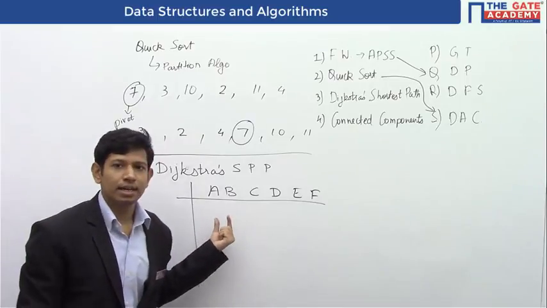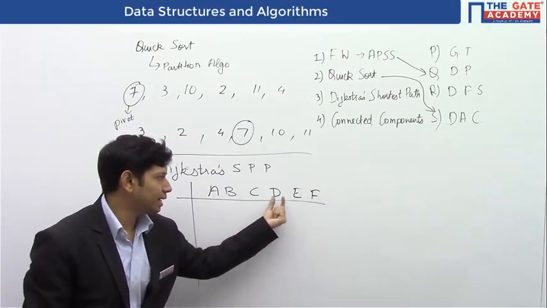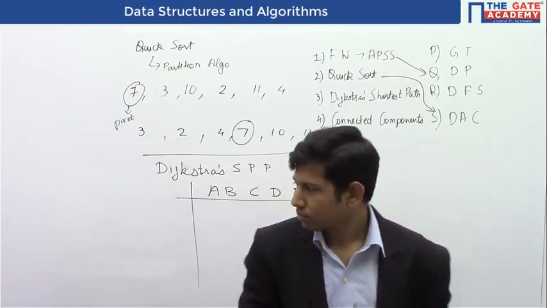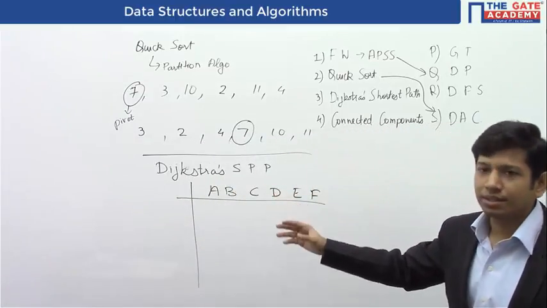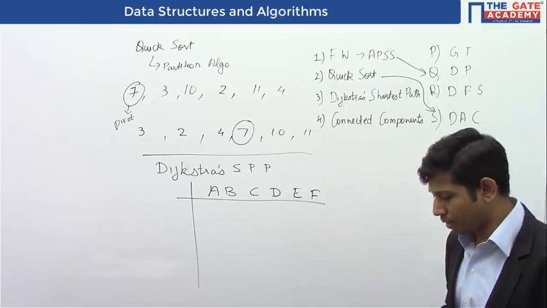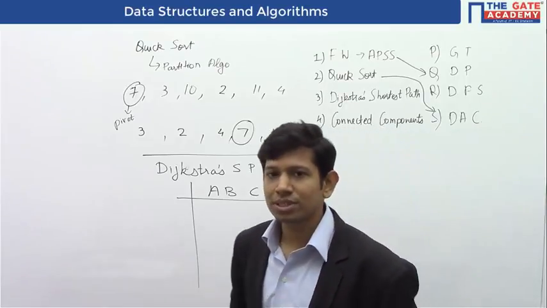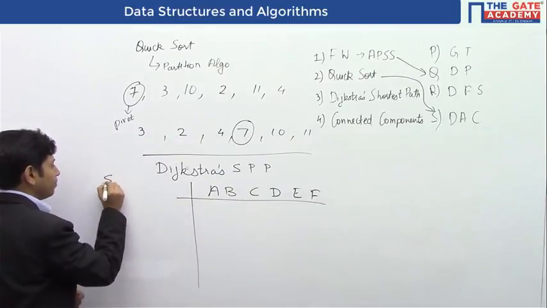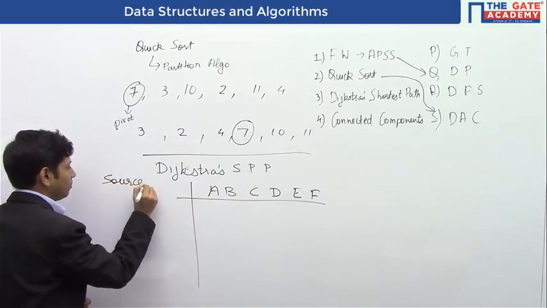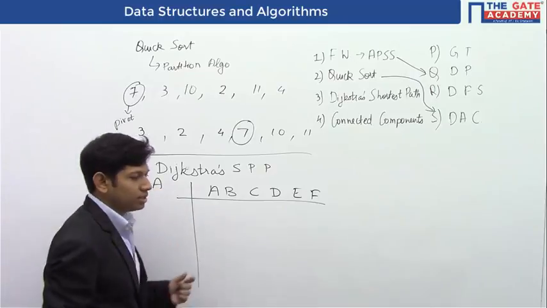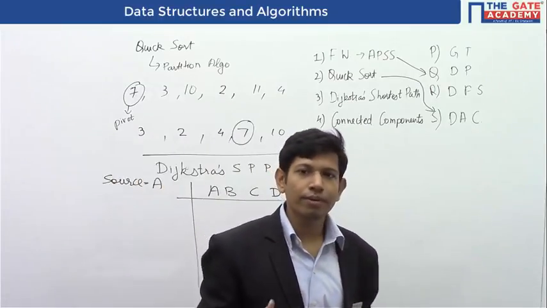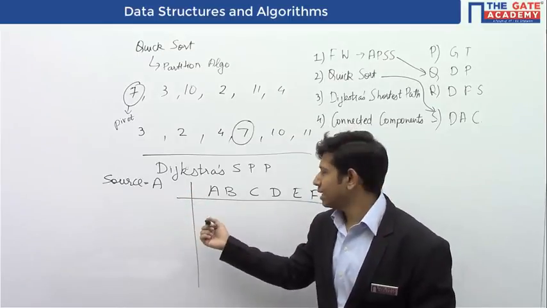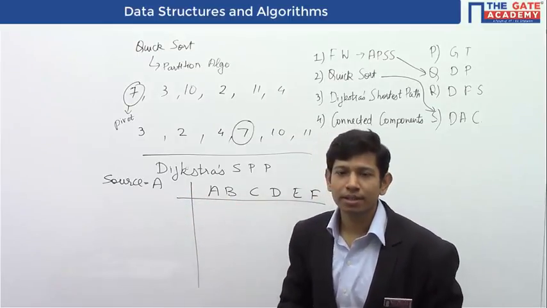Let's say these are the vertices A, B, C, D, E of a graph. Now what we have to see is how we can obtain the single source shortest path. Let's say the source given to us in the problem is A. Since the source is A, we will see what can be the shortest path to the others.